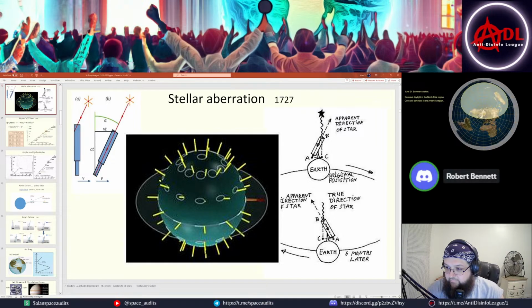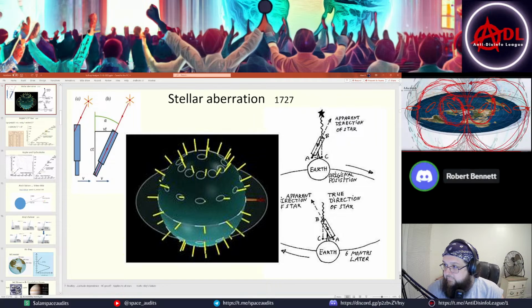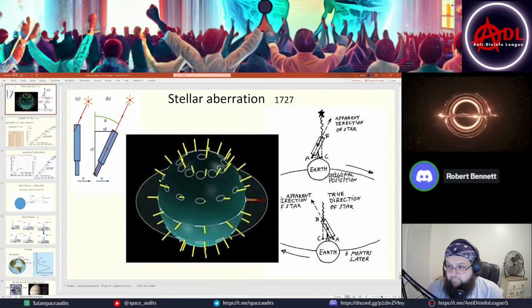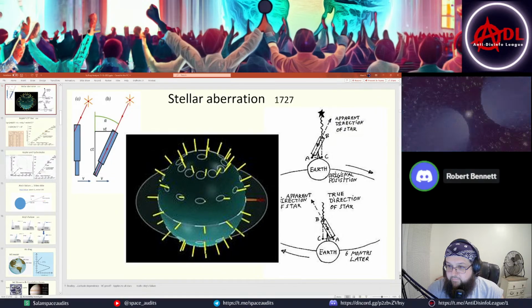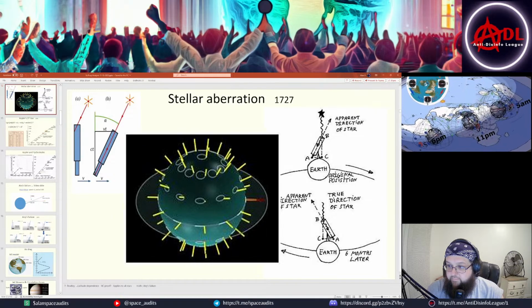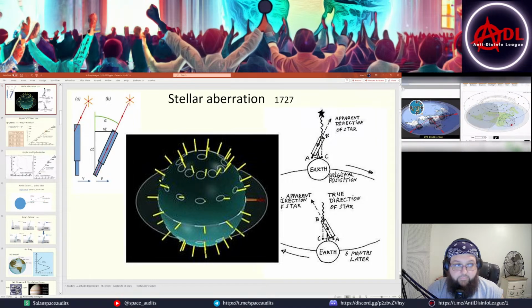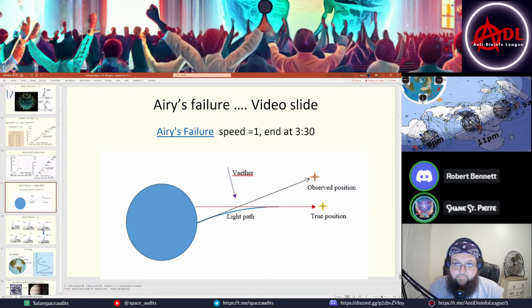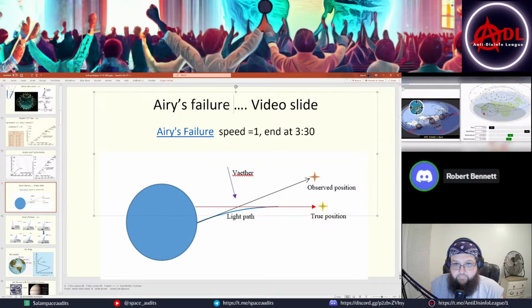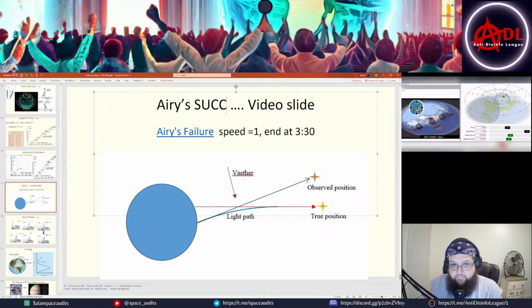So why hasn't mainstream science changed their minds? Well, once you adopt a position, it's very hard to claim, or to admit, I should say, that you've been wrong. So there's probably other reasons too, but once they decided that there's no ether, they couldn't accept Airy's failure. In fact, look at the name they give it. Airy's failure was not a failure. It was a tremendous success because it shows geocentrism, and it shows not only ether, but a moving ether.